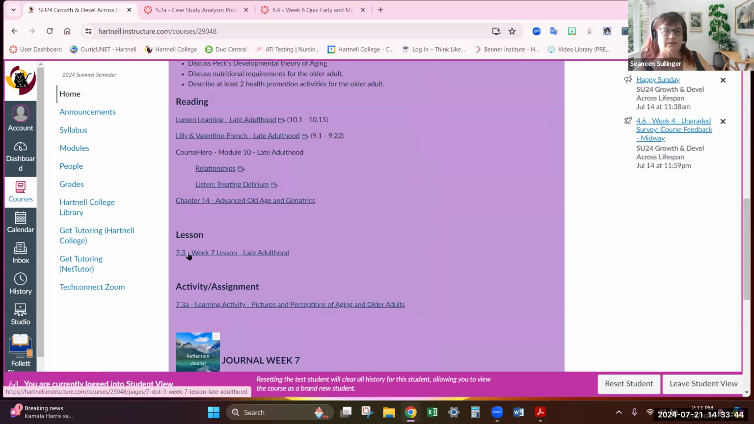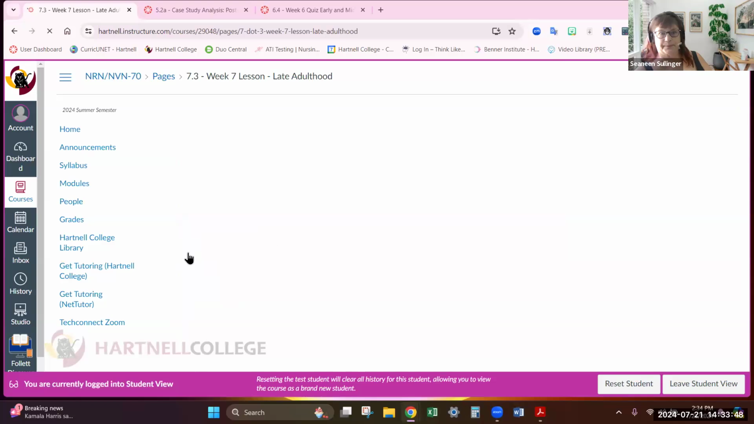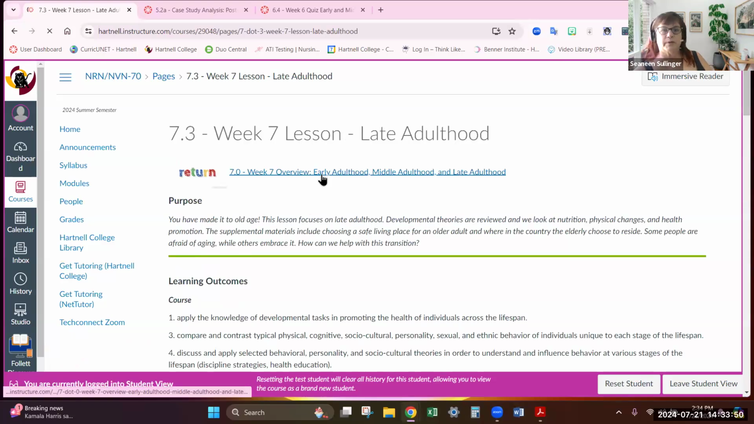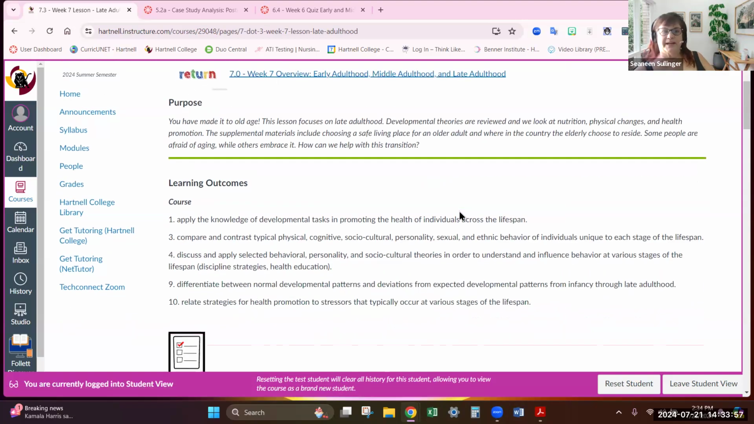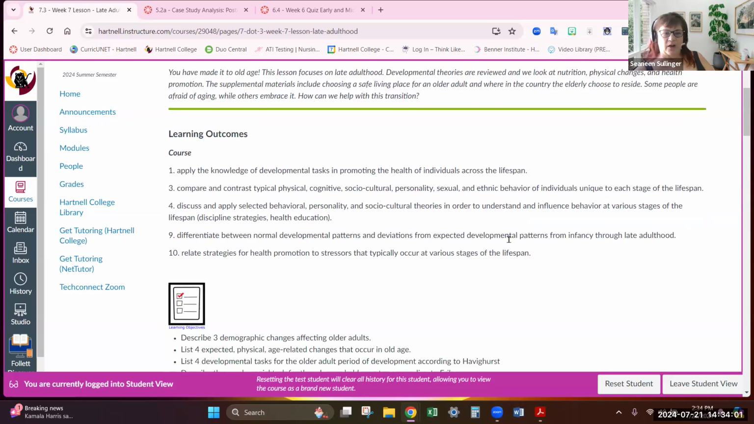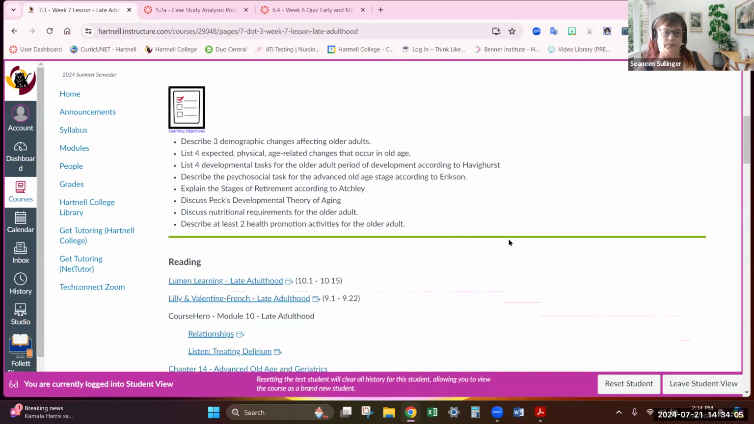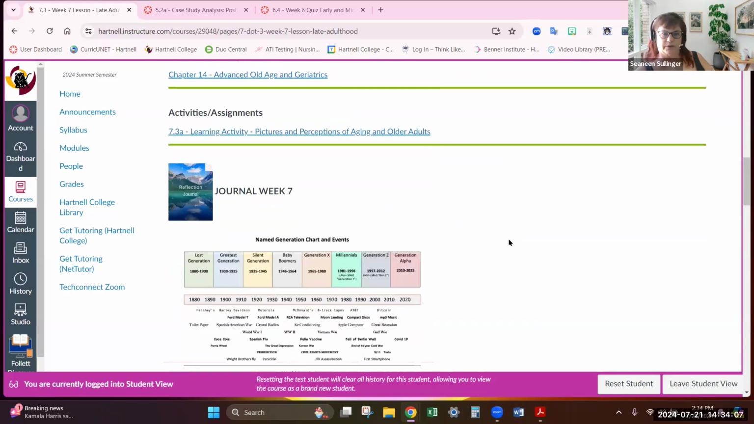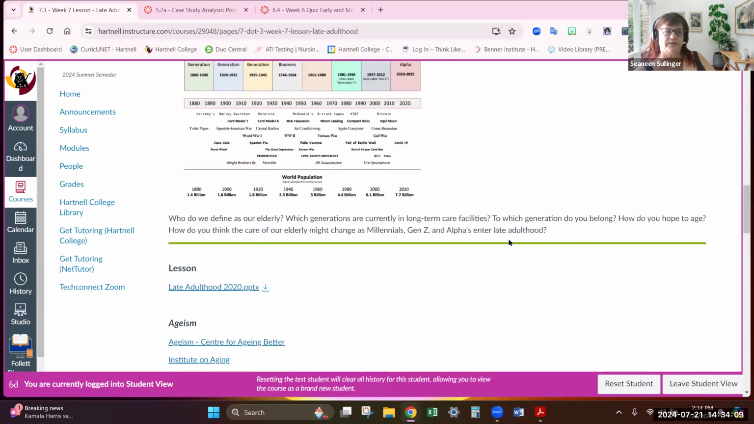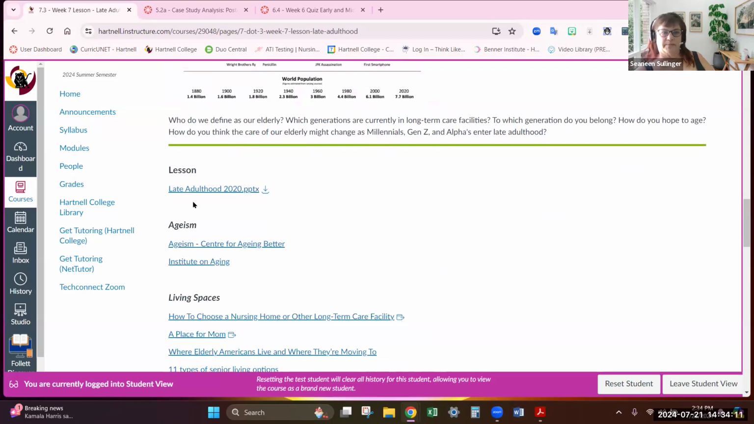So let us move into 7.3, the lesson for late adulthood. This will take you back to the module. And you've made it to old age. Yay, we're all old. The course learning outcomes, the same lesson outcomes, and the reading again, the activity and journal entry. And then we move into the lesson. As always, we will come back to the PowerPoint at the end.